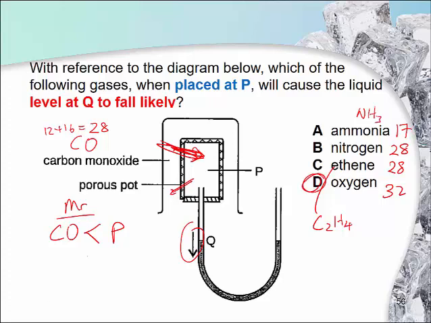Answer is oxygen. So what happens is, oxygen with a relative molecular mass of 32, higher than 28, hence the diffusion in is much faster than the diffusion out. So once carbon monoxide is diffusing faster, you build up the pressure, and the pressure will cause the water level at Q to go down. So answer is D.